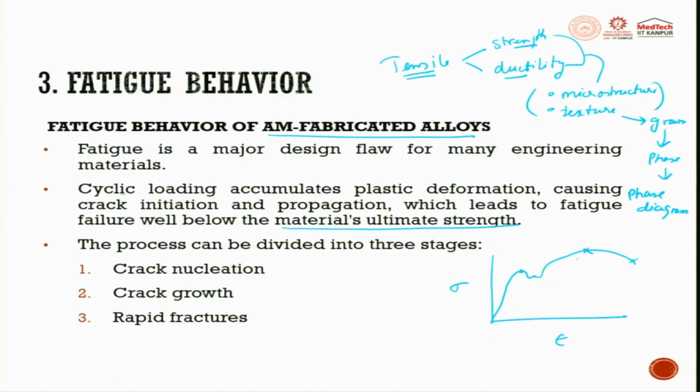Why is that? Because it is undergoing a cyclic loading which accumulates plastic deformation, crack initiation and propagation. So, deformation, of course, it is plastic. Then the next point is crack initiation, and the next one is crack propagation. So, these three are the steps which are involved in fatigue. So, the process can be divided into three stages: crack nucleation starting, then crack growing, then the last one is rapid fracture. Crack initiation is very difficult.